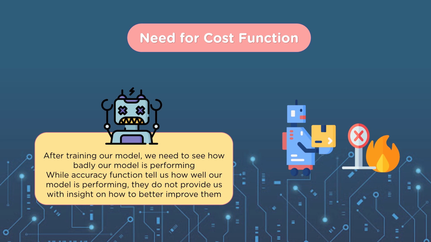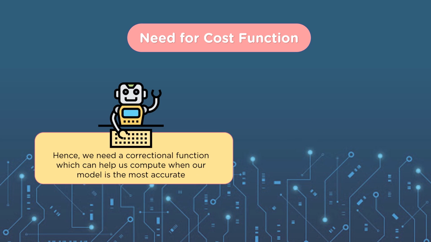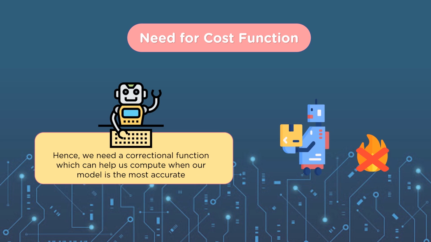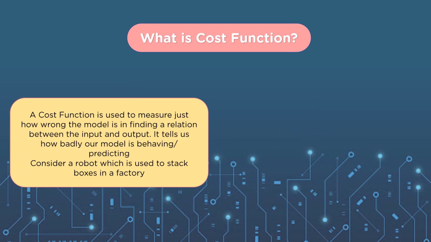And when we're talking about the training process, I'm not talking about you train a model and then you run this on there. We're talking about each time you train the model. The model itself is continually going through iterations and finding a better solution. Hence we need a correctional function, which can help us compute when our model is the most accurate. A cost function is used to measure just how wrong the model is in finding a relation between the input and the output. It tells us how badly our model is behaving, predicting.